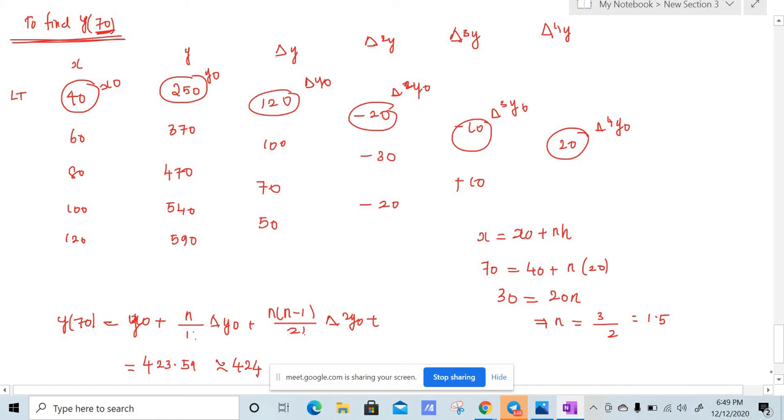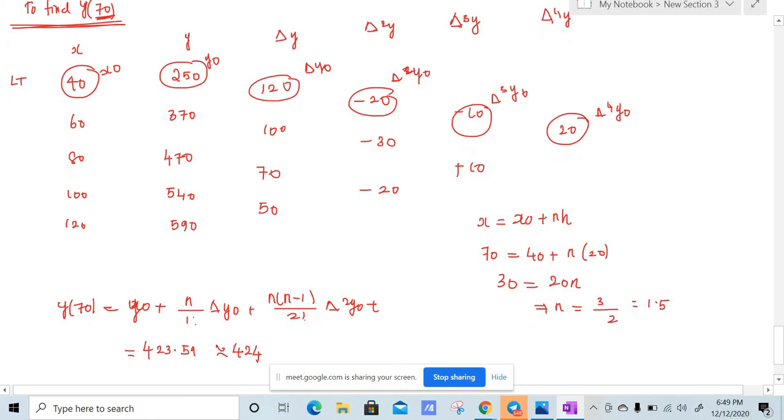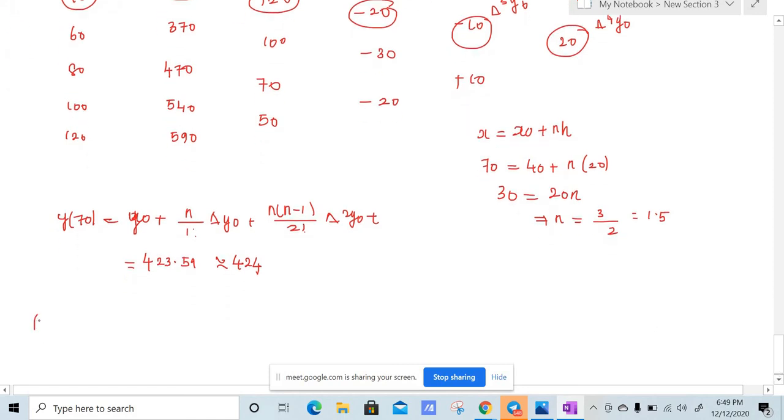When you are asked to find the number of students, you always correct that to a whole number, right? Because the number of students will be a whole number. So you always convert decimal to whole number. So it will be 424.